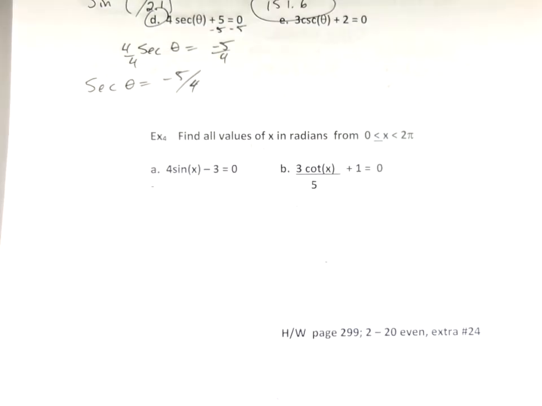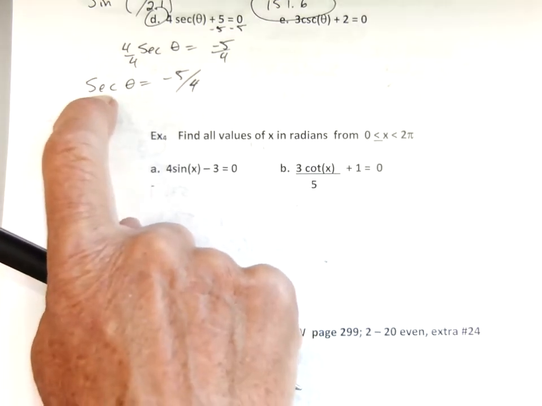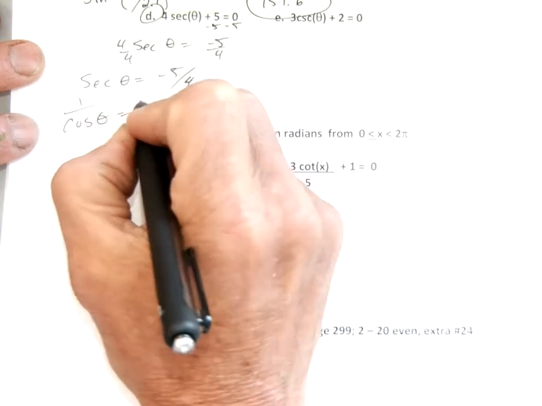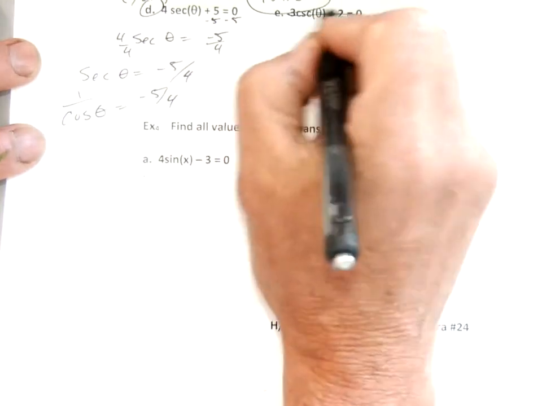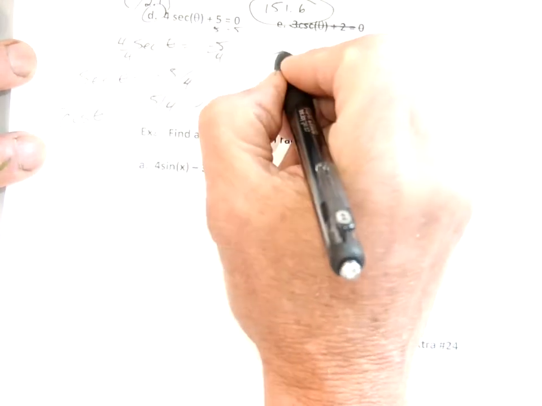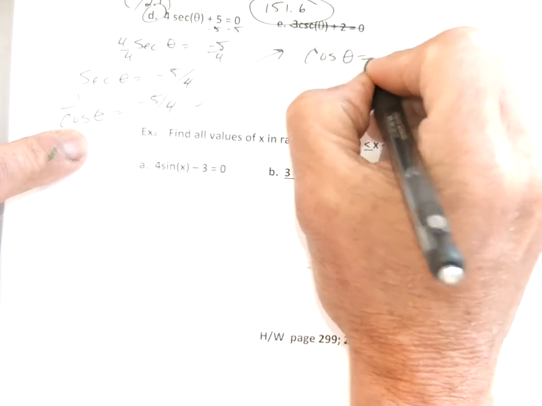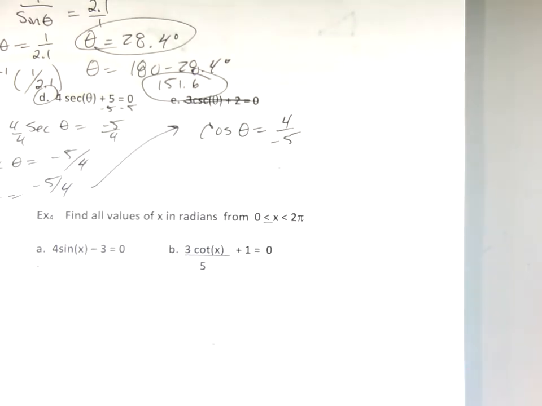But you don't have a secant. There's no secant in your calculator, right? So let's change this to cosine. So 1 over cosine of theta is equal to negative 5/4. Okay, get rid of that because we're going to run out of room. Sorry. So instead of 1 over cosine, let's just change it to cosine of theta is equal to 4 over negative 5. How am I doing? Okay? Not too fast? Tell me if I'm going too fast, please.